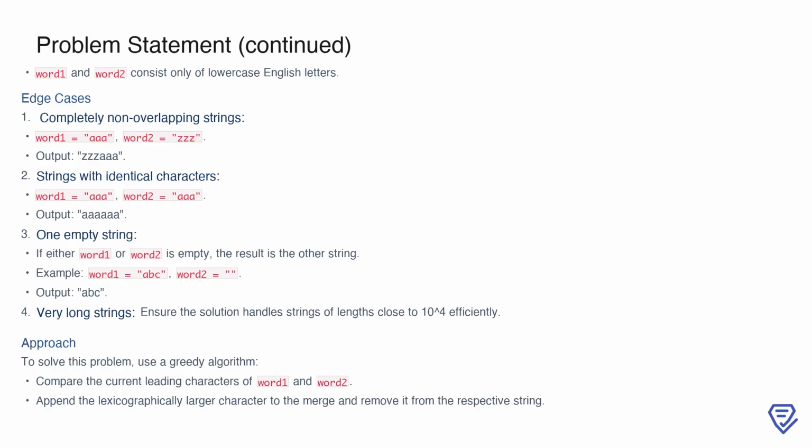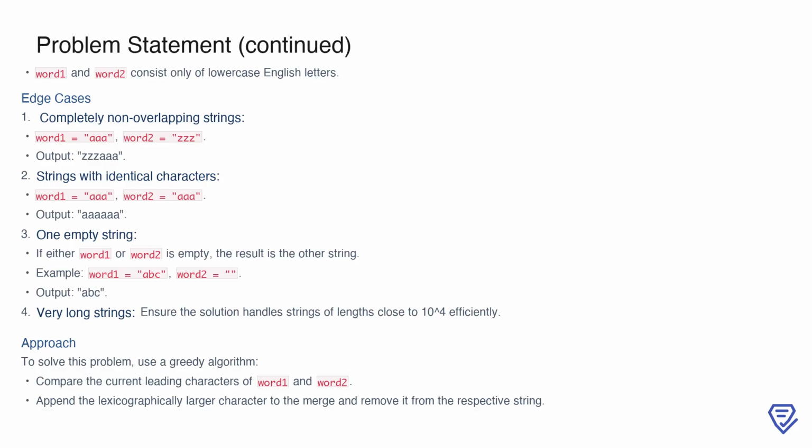Now, let's consider some edge cases to ensure our approach works for all scenarios. First, if the two strings have completely non-overlapping characters, such as word1 being AAA and word2 being ZZZ, the output simply concatenates the two strings in lexicographical order, resulting in ZZZAAA. Second, if the strings consist of identical characters, like word1 and word2 both being AAA, the merge will simply combine them to form AAAAAA.